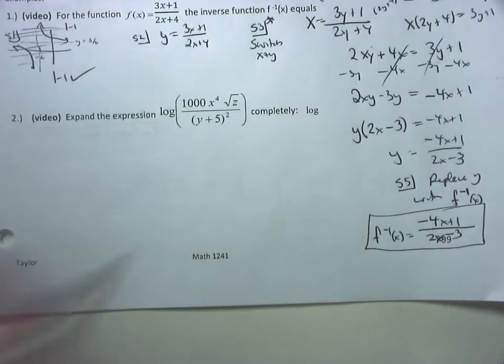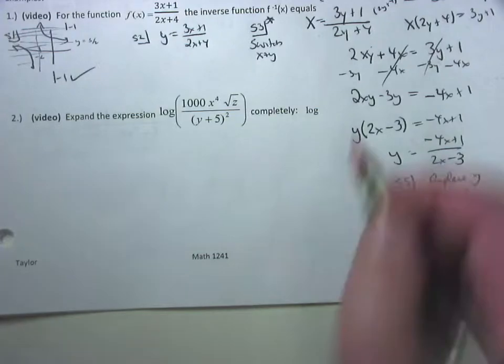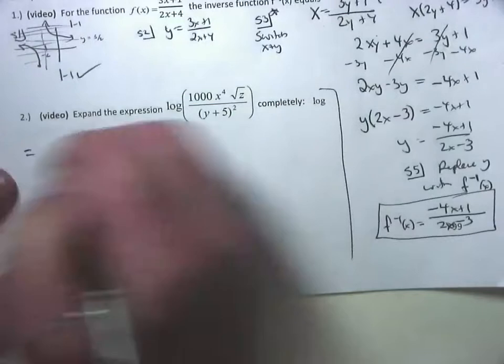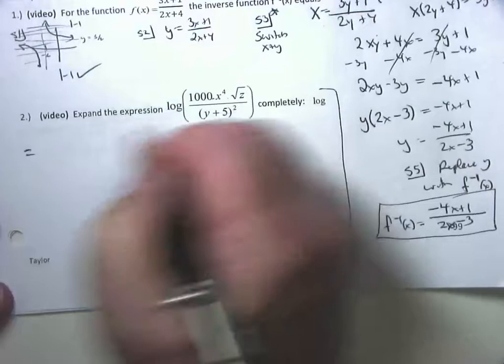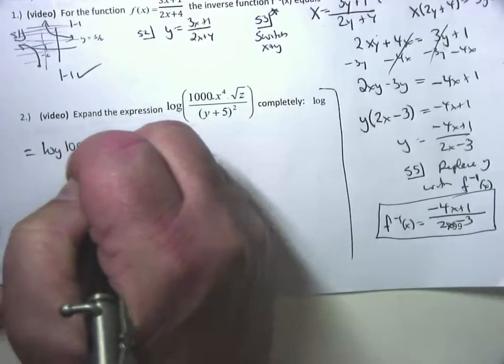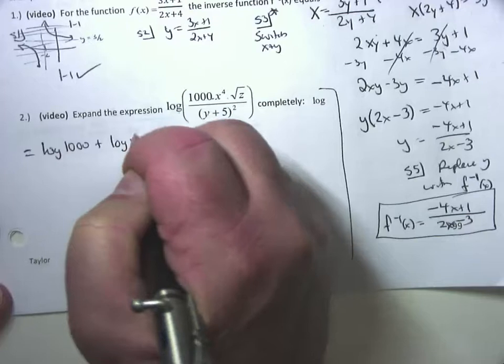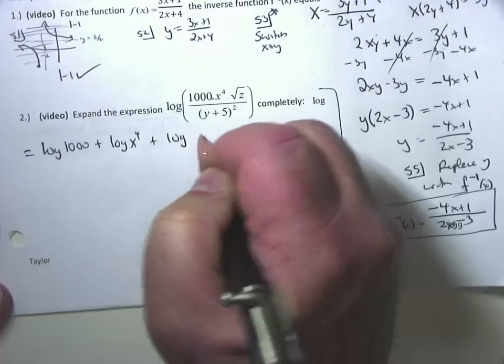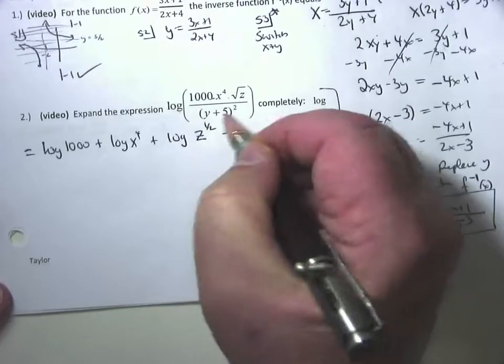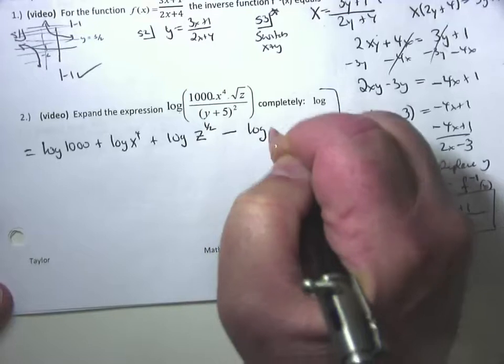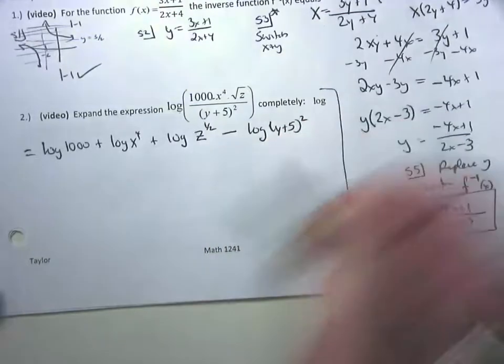So here are your log properties. Multiplication turns into addition. Division turns into subtraction. And powers get to go out front. So here we go. This thing, I'm going to expand this guy. Multiplication is in the numerator. So this will be the log of 1,000 plus the log of x to the fourth plus the log of z. I don't do square roots. That's a half power. Minus, because y plus 5 squared is in the denominator, the log of y plus 5 squared.